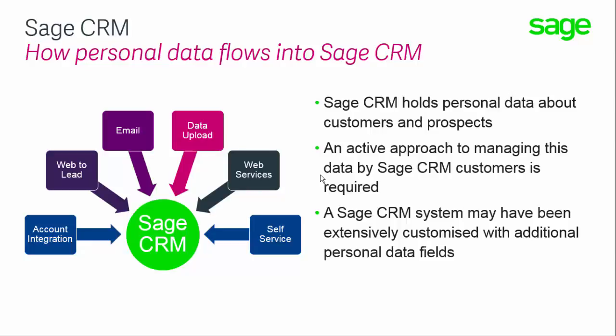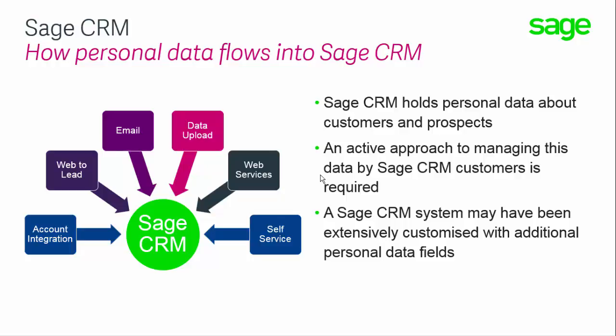Sage CRM provides sales, marketing and customer service management functionality to our customers and allows them to maintain and manage customer contact data. And Sage CRM integrates with Sage Business Cloud products such as Sage 100 Cloud, Sage 200 Cloud and Sage 300 Cloud to provide a complete view of customer relationships. Consequently, it exchanges some data, including personal data, with those systems.